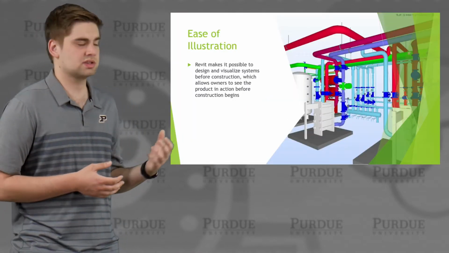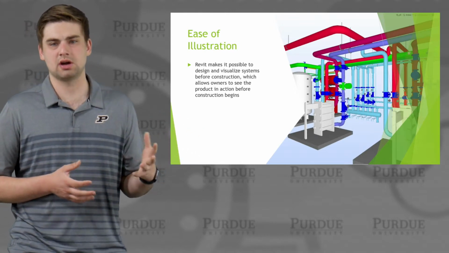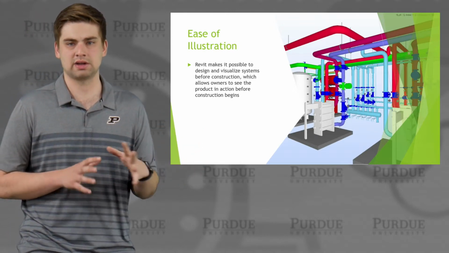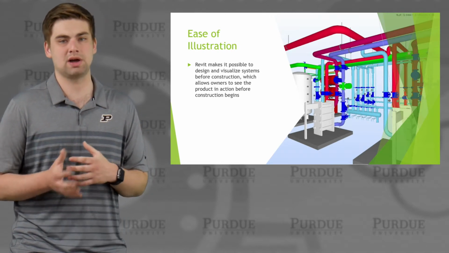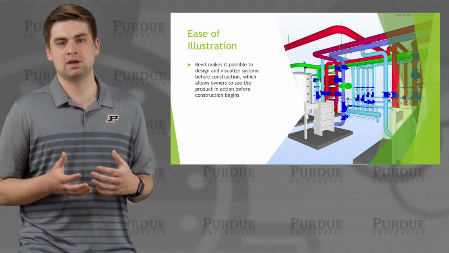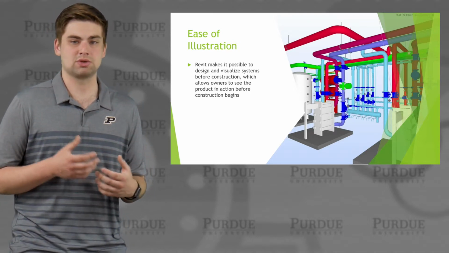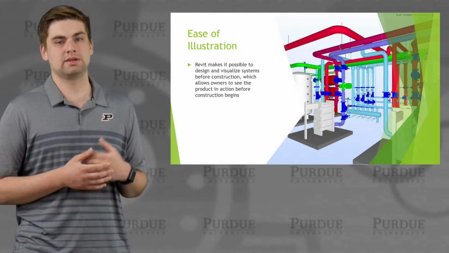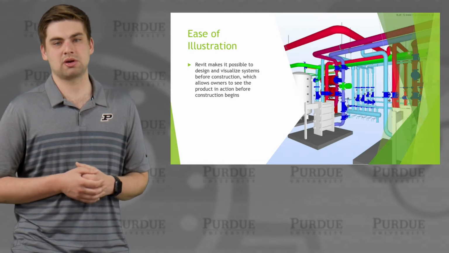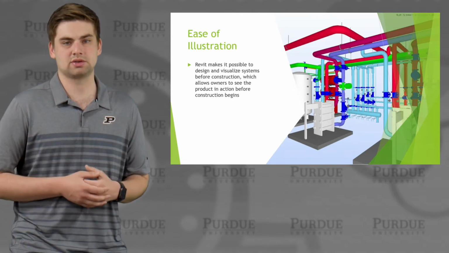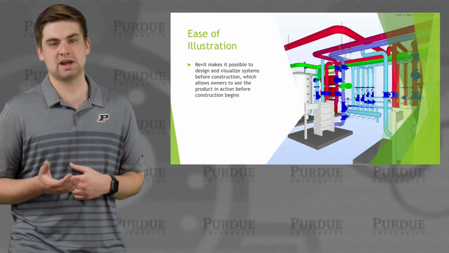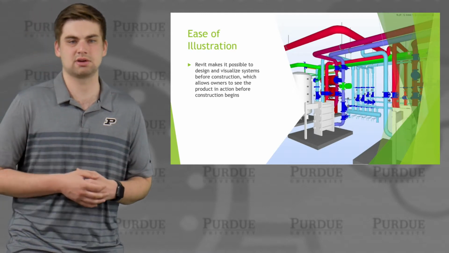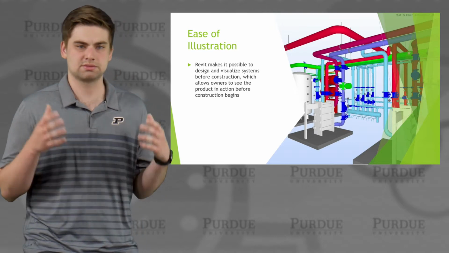So for ease of illustration, this is an example of building information modeling. Inside of Revit, you can see all the different systems working together, but different enough that you can see which system is where and which system is doing what. Revit and similar programs make it possible to design and visualize these systems before construction, which allows owners to see the product in action before construction begins, which is very important, and it also just makes the whole process easier.